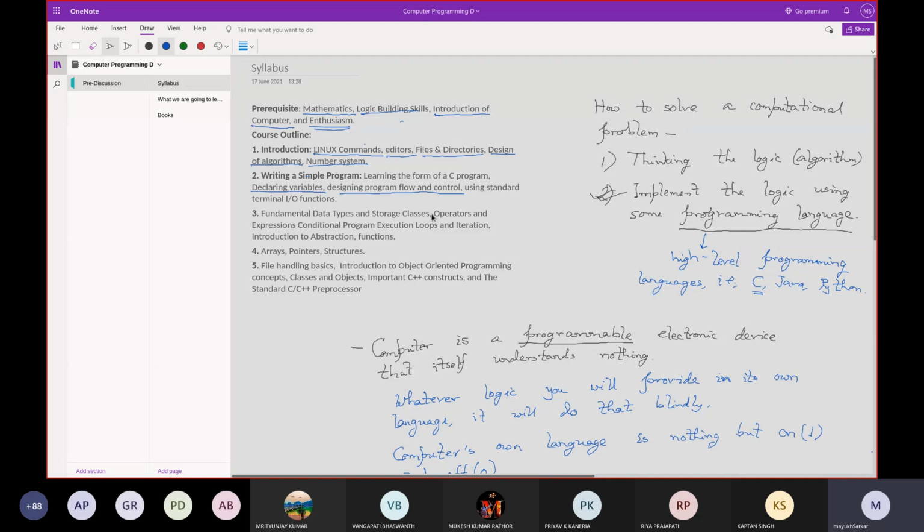For that you need to have a condition. That means if this is true, then only do that, otherwise do this. That kind of logic can also be implemented. Okay, and standard terminal I/O functions.